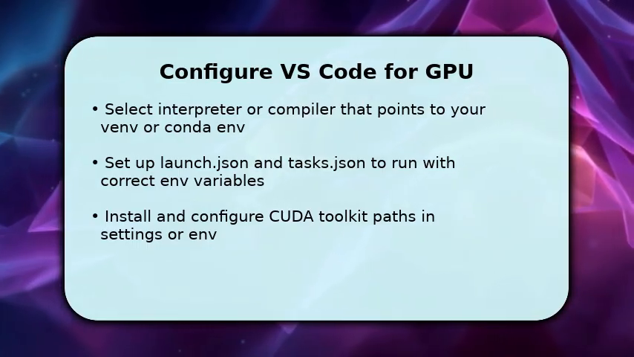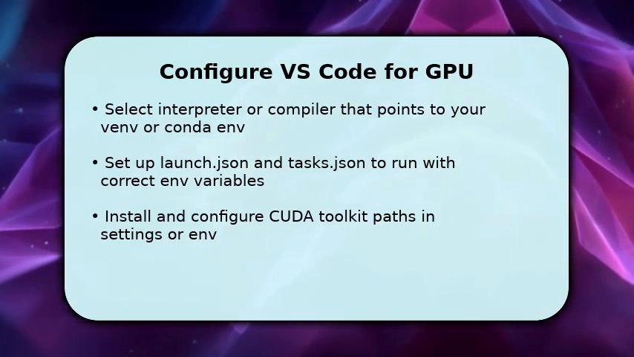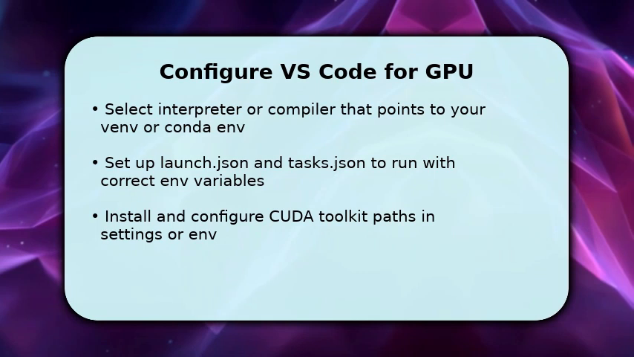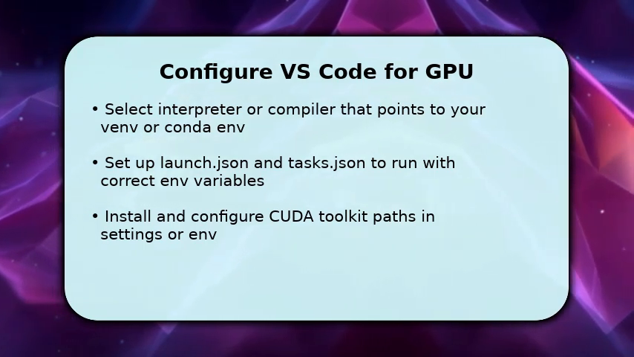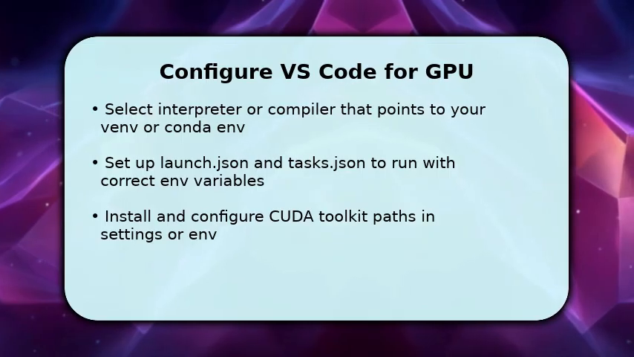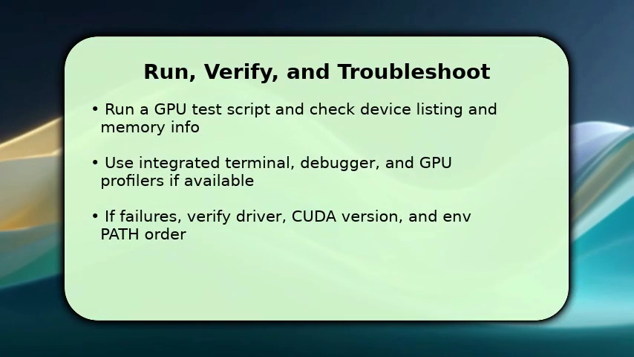Also add workspace settings for include path and library path when using C++, so the compiler can find CUDA headers and runtime. Finally, test a small GPU. To finish, run a concise GPU test that lists devices and queries memory. You should see your GPU name and memory values.